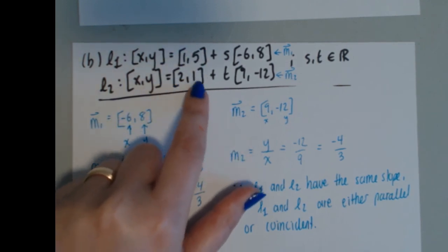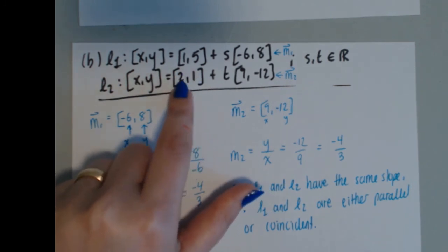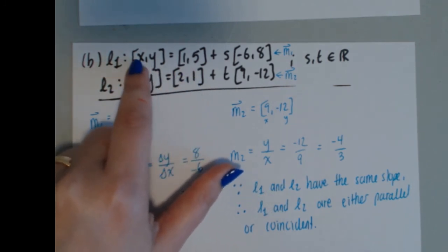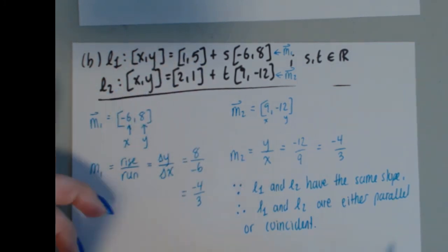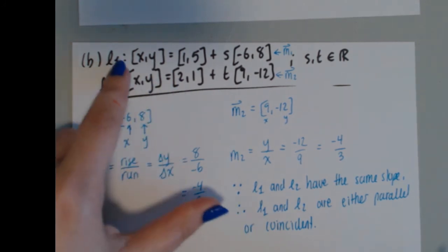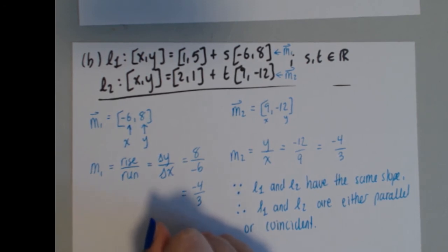And I know that a point on L2 is (2, 1). So all I need to do is take (2, 1) and plug it in for x, y on L1, or take (1, 5) and plug it in for x, y on L2. Either one is fine, so just pick whichever one you like. I'm going to go ahead and plug (2, 1) into L1. So (2, 1) is a point.